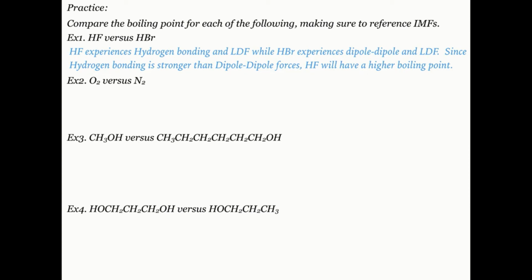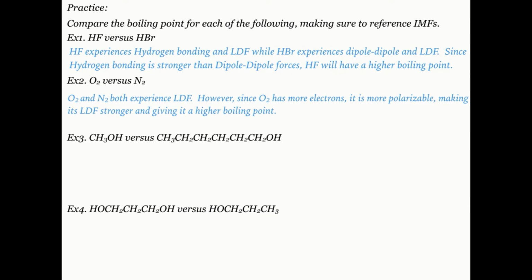And so therefore, when you're comparing LDF, if you have two molecules that only have LDF, you look for the one with more electrons. So I would say O2, because it has more electrons, it's more polarizable, making its London dispersion forces stronger and giving it a higher boiling point. So those are some key buzzwords for AP that you need to make sure that you remember. Number one, it has more electrons. It's not that it's bigger, it has more electrons, and therefore it's more polarizable.